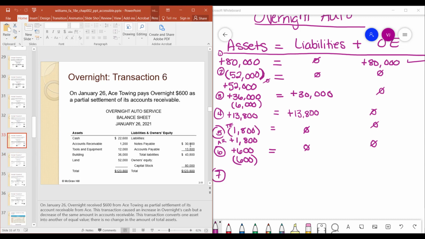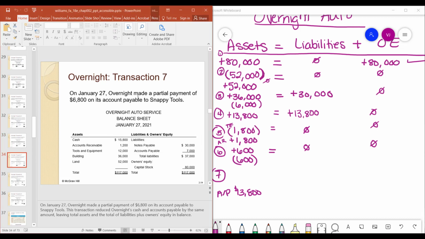Because remember, the accounts payable was sitting at $13,800 of what this business owed to that Snappy Tools business where they bought the tools and equipment from initially. But now what's happening is they're paying off a portion of this accounts payable, Overnight Auto is.